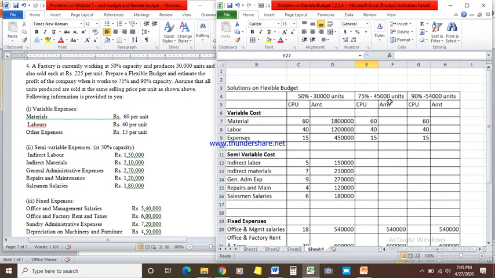Now accordingly, what happens at 75% and 90% capacity? Material per unit 60 multiplied with 45,000. Similarly, here also 60 multiplied with 54,000. So I'll just drag this. Here also I'll just drag it because there is a formula inserted. So you need to just multiply 40 into 54,000, 15 into 54,000, and you get the values.